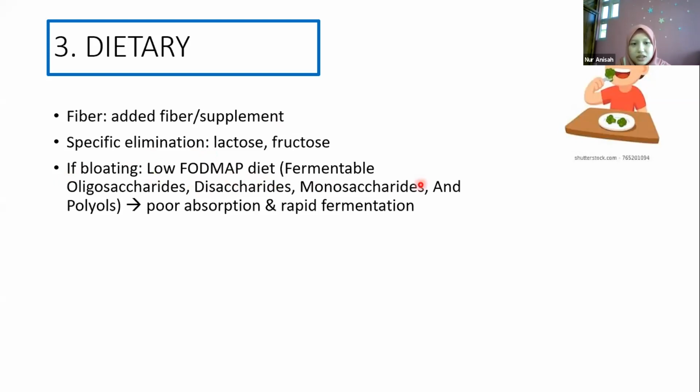FODMAP stands for fermentable oligosaccharide, disaccharide, monosaccharide, and polyols. Basically, it is a carbohydrate-derived diet, because carbohydrate, we know, has late absorption and so rapid fermentation by the gut bacteria, which changes it into the formation of gas, which then leads to the bloating. So if we reduce it, we can reduce the bloating.